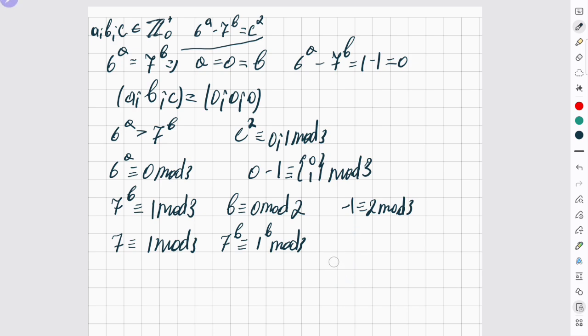Okay, now we found that in mod 3, 6 to the power a minus 7 to the power b is 2 mod 3. However, we said that in any case, if c is an integer, then c squared can be only 0 or 1 mod 3. Because of this reason, it's impossible to find any triplets other than this one that hold this equation.